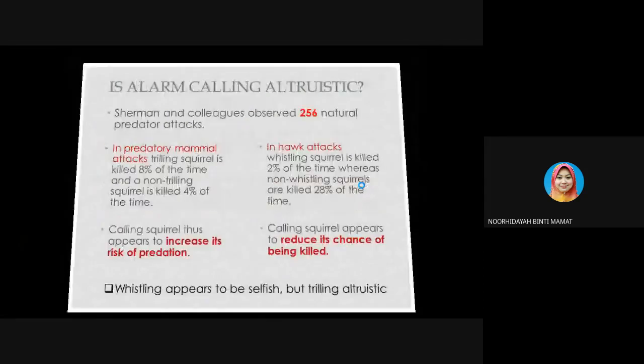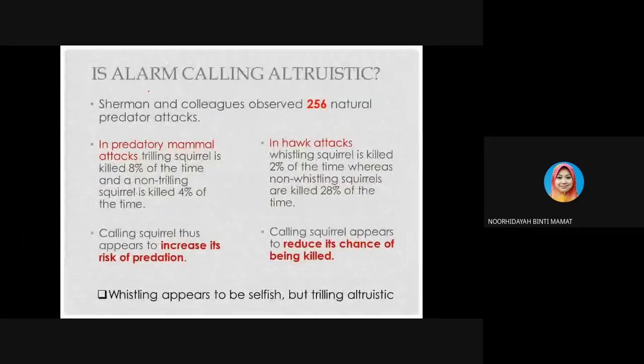So this is an experiment done by Sherman and colleagues. They observed 256 natural predator attacks. In predatory mammal attacks, the trilling squirrel, the squirrel that gives the trilling alarm call, is killed 8% of the time, and the non-trilling squirrel is killed 4% of the time. So this calling squirrel does appear to increase its risk of predation because it has a higher percentage of being killed compared to the non-trilling squirrel.